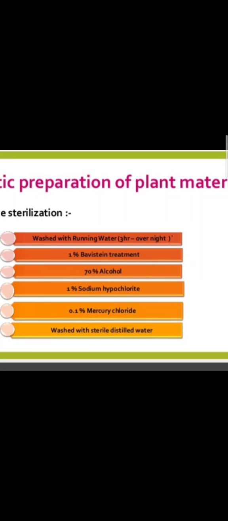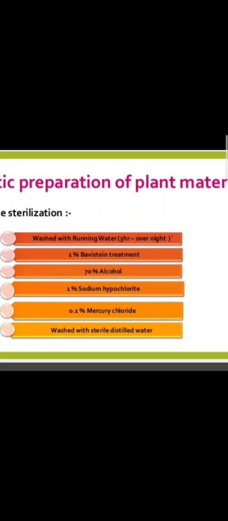Next, 1% sodium hypochlorite. 1% sodium hypochlorite is used for surface sterilization. After 1% sodium hypochlorite, 0.1% mercury chloride. And finally, you have to wash it with sterile distilled water.